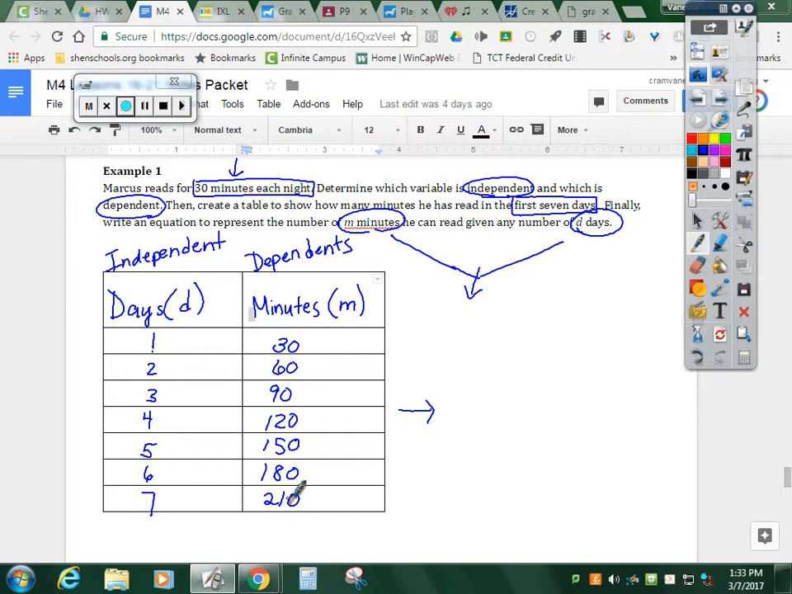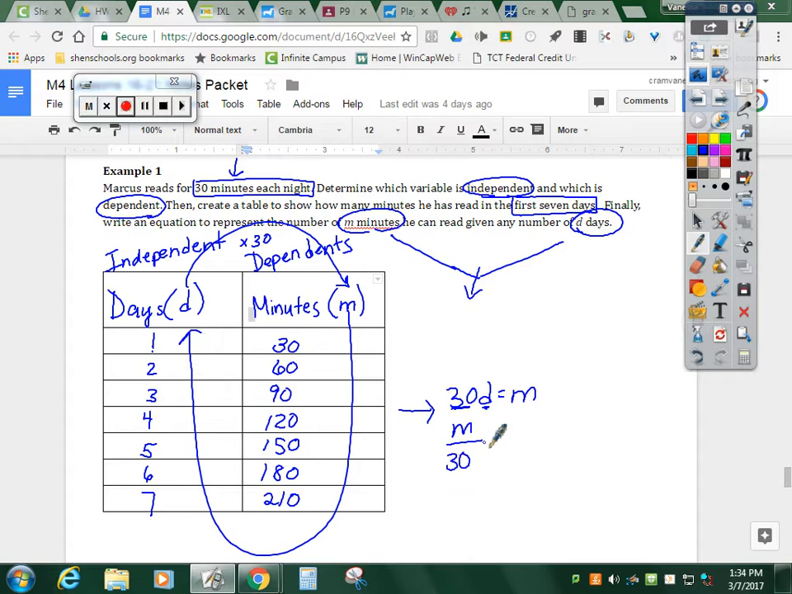So the days times 30 is going to give you your minutes, or 30d equals m, really encouraging the students to work on writing multiplication with a coefficient and a variable, okay? And then if you go from the minutes down to the d days, you are taking the minutes and dividing them by 30 to get the d days read. Okay, we went through 2 more examples.